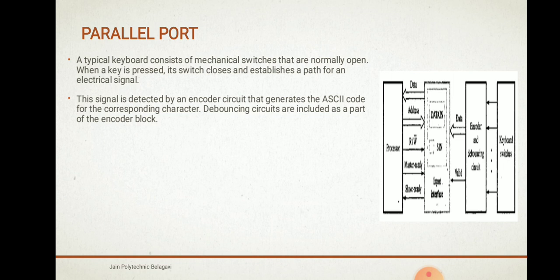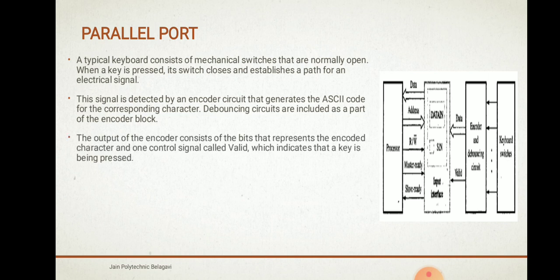Now after generating the signal, it is detected by an encoder circuit. The encoder circuit will generate an ASCII code for the corresponding character. Suppose you have typed the character A on the keyboard; it will generate a signal and also an ASCII code for that character A. Debouncing circuits are included as a part of the encoder block.